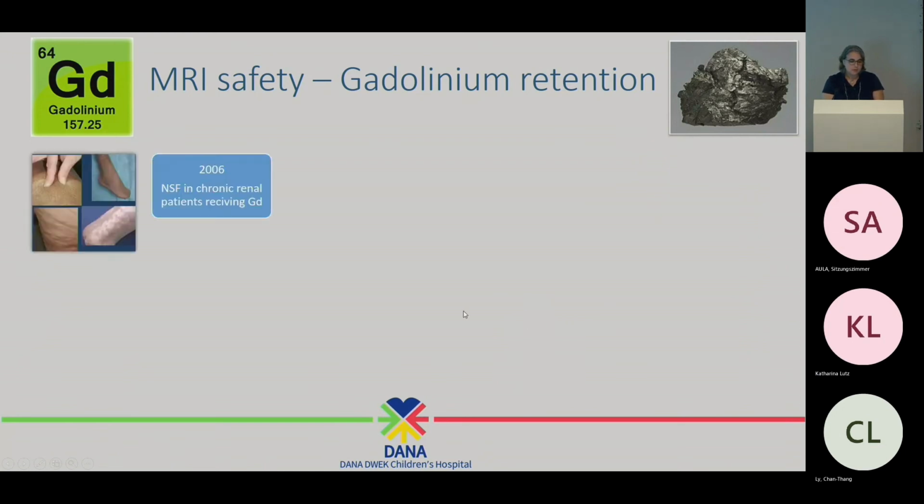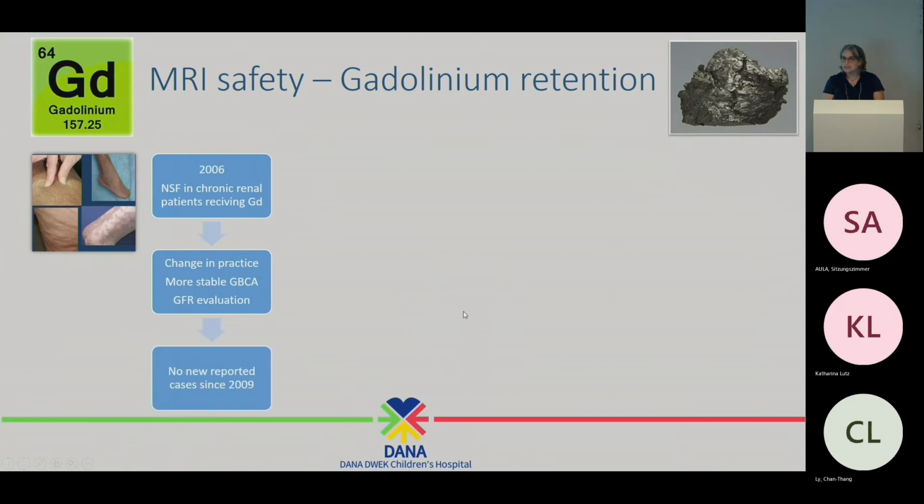And, you know, the first time we saw problems with gadolinium was with NSF. Everybody knows what NSF is, nephrogenic systemic fibrosis, a debilitating skin disease that was found to be related to gadolinium injection in chronic renal failure patients. This was addressed with a change in practice, checking GFR and not giving gadolinium to patients on dialysis. And basically since 2009, no reports of new onset disease.